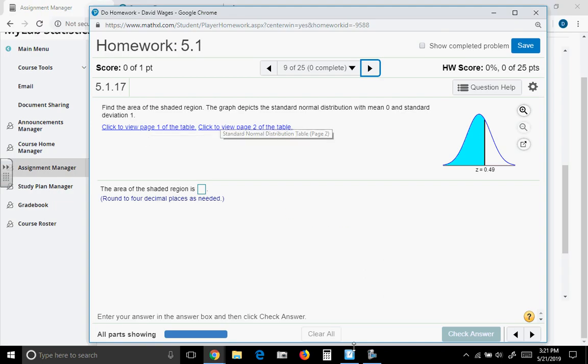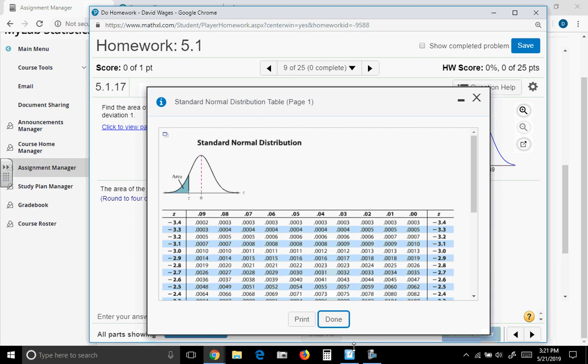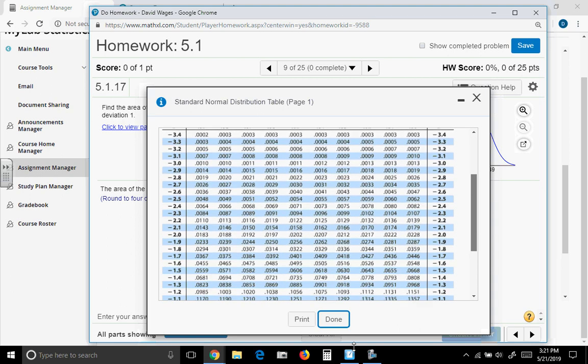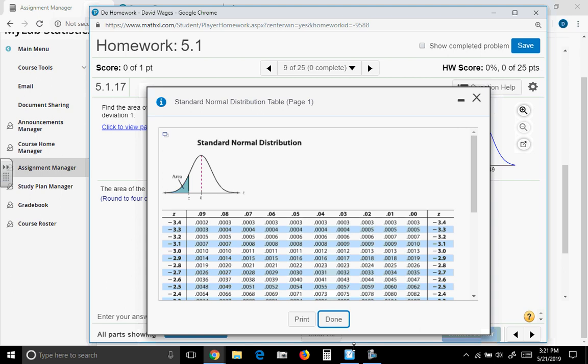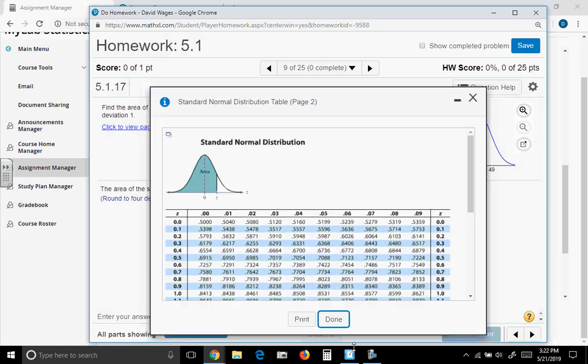They give us 2 different tables. If we click on the first table, this first table is for negative z values. And notice the answer it is giving us is the area to the left of that particular z value. That is also known as the cumulative area. If we start adding up area from the left until we get to our particular number, these are the areas that we'll have. The second page has positive z values.